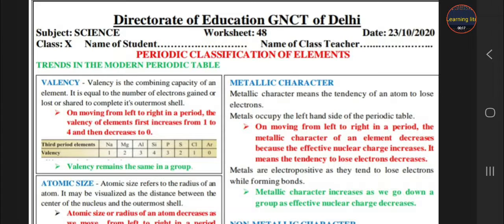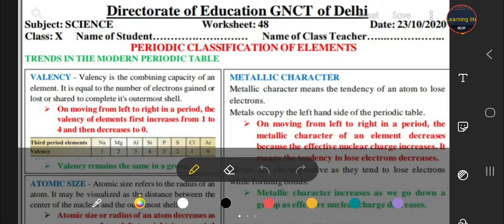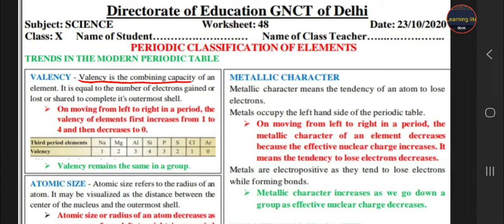Student, what is the valency? Valency is the combining capacity of an element. It means the number of electrons present in the outermost shell of any element which is gained or lost or shared to complete the outermost shell is known as valency. So what is valency, student? Valency is the combining capacity of an element and it is equal to the number of electrons gained, lost or shared to complete the outermost shell.